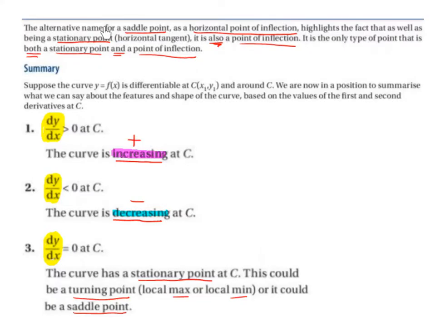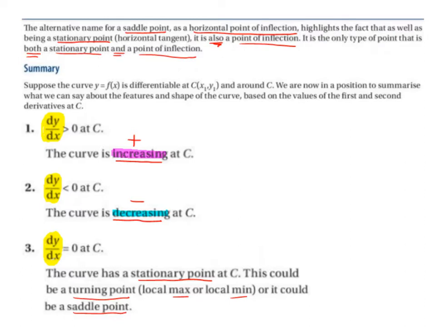The alternative name for a saddle point, a horizontal line of inflection, highlights the fact that as well as being a stationary point, a horizontal tangent, it is also a point of inflection. It is the only type of point that is both a stationary point and a point of inflection.